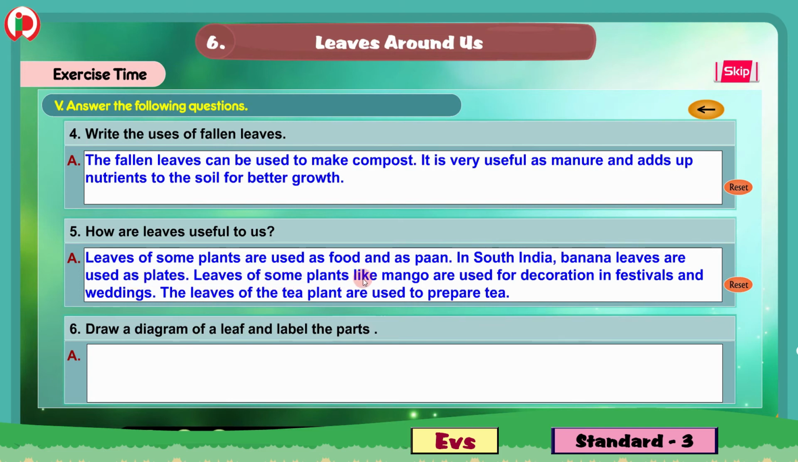Leaves of some plants like mango are used for decoration in festivals and weddings. The leaves of a tea plant are used to prepare tea. So the leaves, how are leaves useful to us?